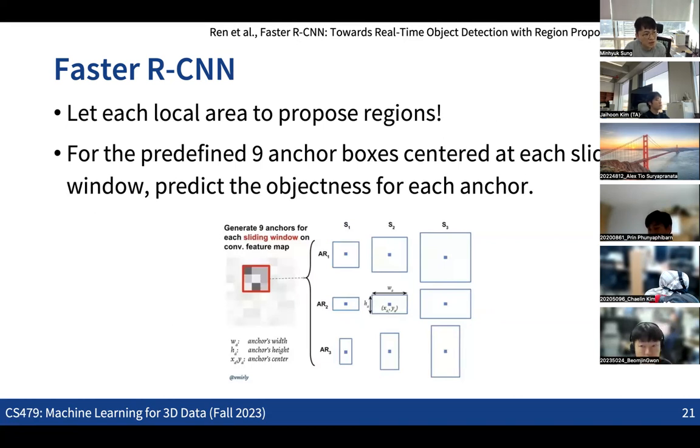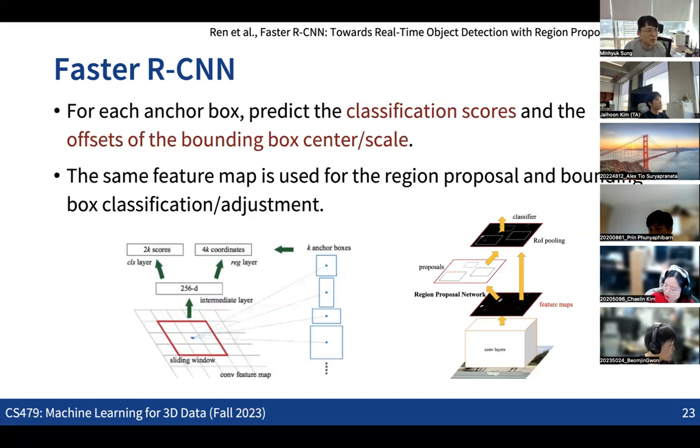For the boxes that are classified as bounding boxes for objects, we can also predict additional information like the classification scores and the offsets of the bounding box, the center and the scales. And the key thing here is that we have 2 parts of the prediction in the neural network. One is proposing the regions, which is actually predicting the objectness for each of the regions.